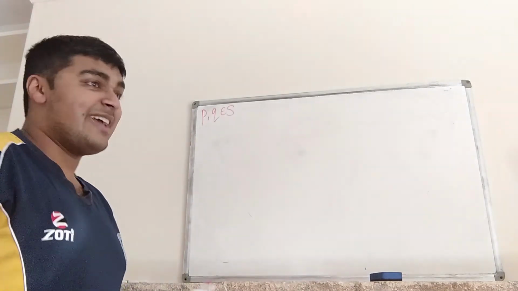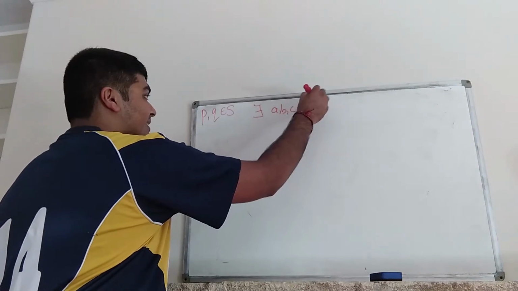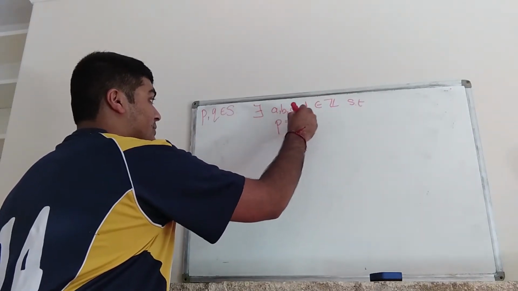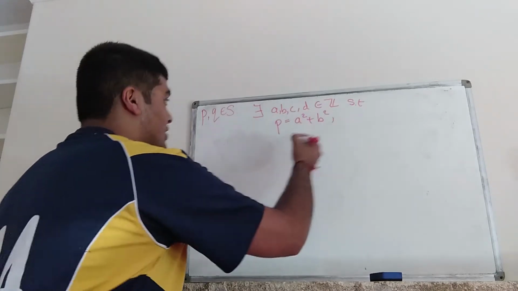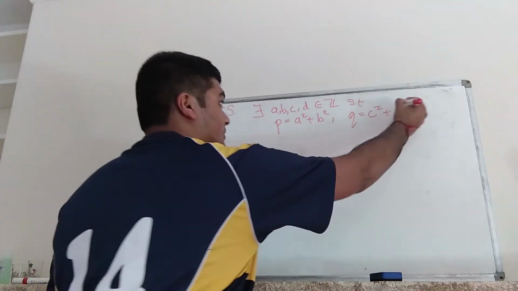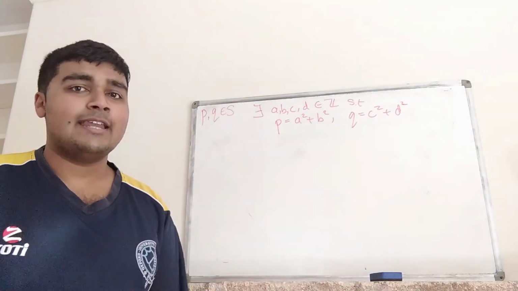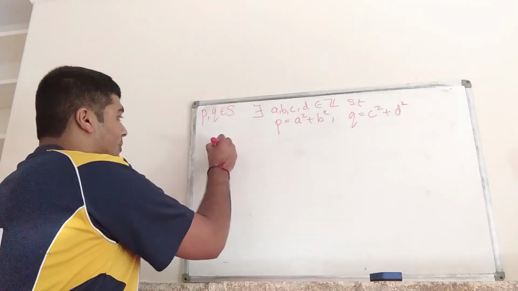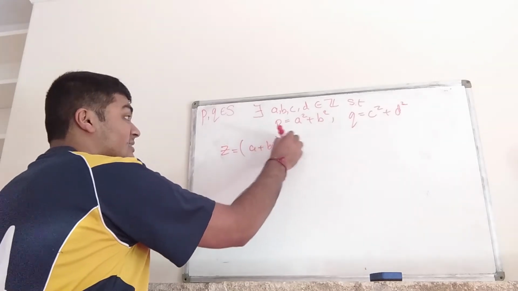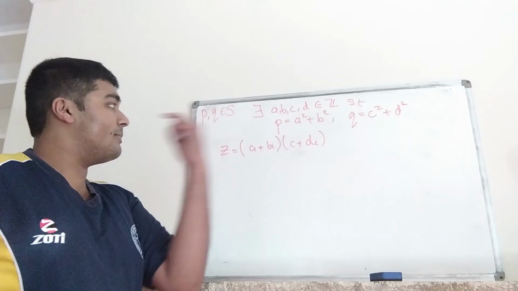Then by definition of S, that means that there exist integers A, B, C and D such that P is equal to A squared plus B squared, and Q is equal to C squared plus D squared. That follows precisely from the definition of being an element in S. Now let's consider this complex number Z, which is going to be A plus Bi times C plus Di.